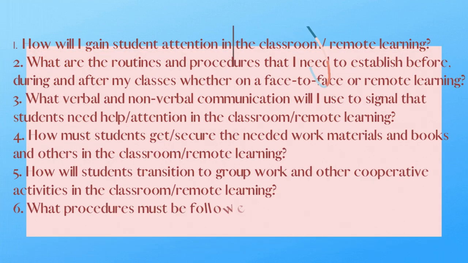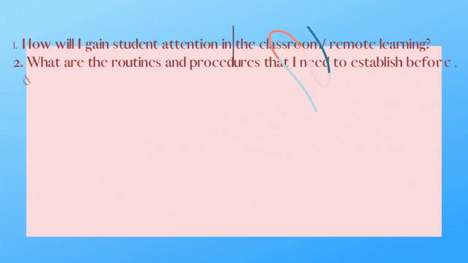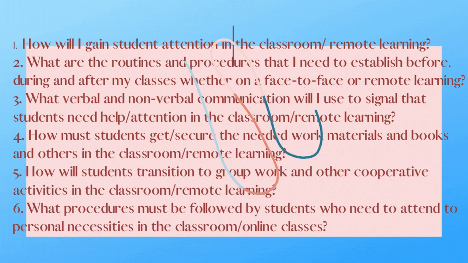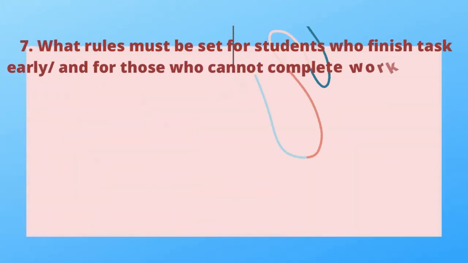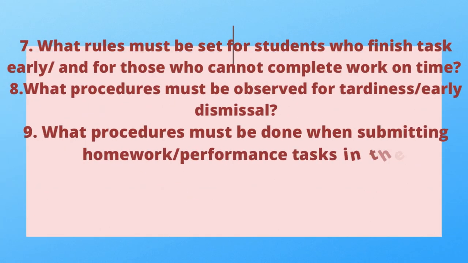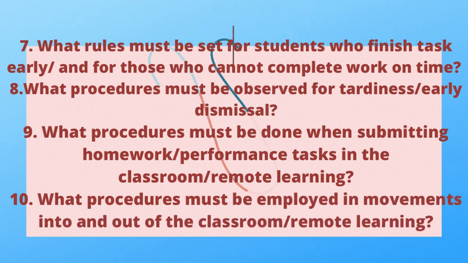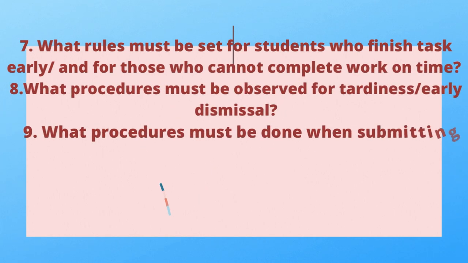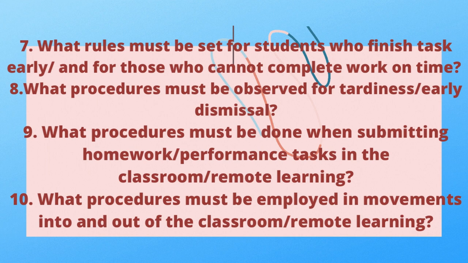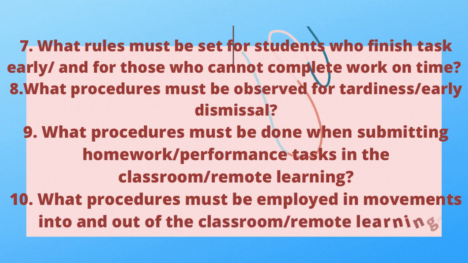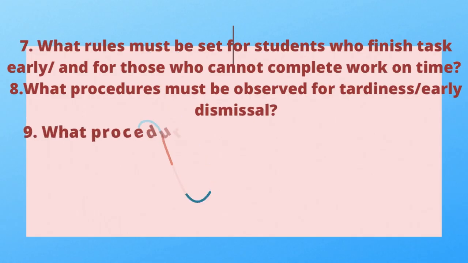5. How will students transition to group work and other cooperative activities in the classroom, remote learning? 6. What procedures must be followed by students who need to attend to personal necessities in the classroom, online classes? 7. What rules must be set for students who finish tasks early, and for those who cannot complete work on time? 8. What procedures must be observed for tardiness, early dismissal? 9. What procedures must be done when submitting homework, performance tasks in the classroom, remote learning? 10. What procedures must be employed in movements into and out of the classroom, remote learning?